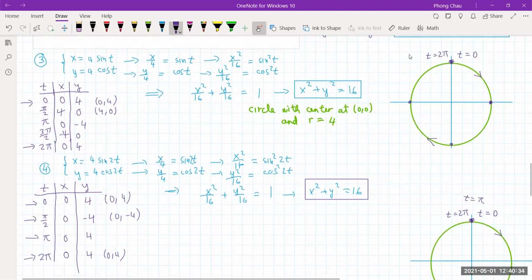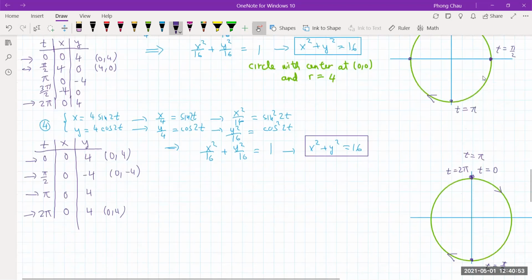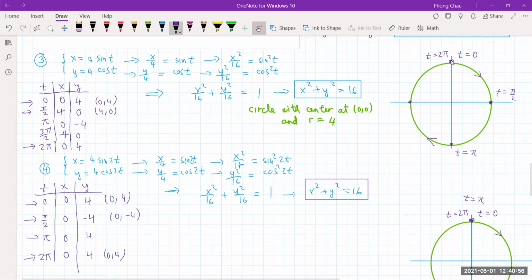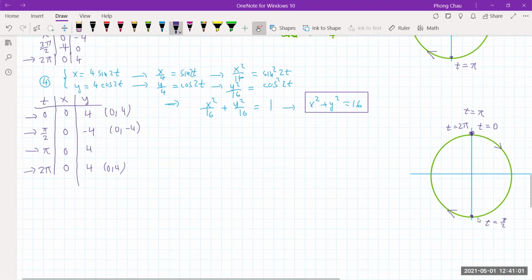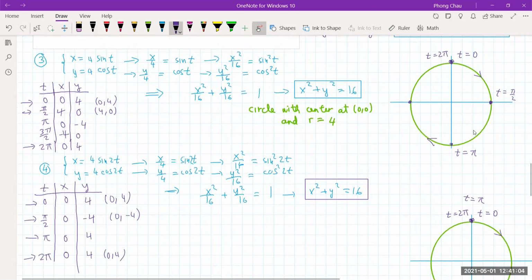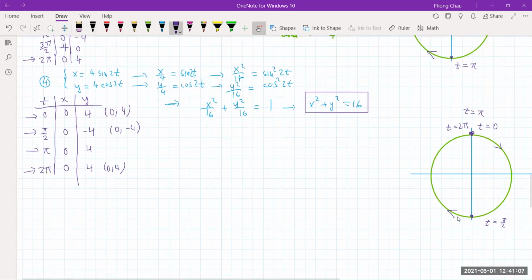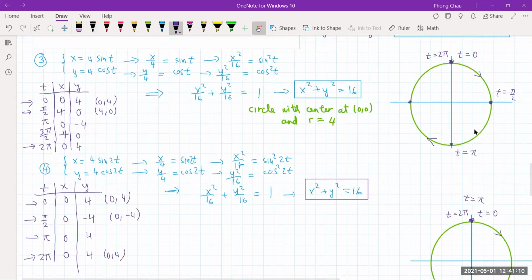Comparing to here, we start at t equals 0 at 0, 4. When t equals pi half, where are we? It's here. And when t equals pi, we are there. So again, at 0 we are here, at pi half we are here, and then at t equals pi, we are back at the original point. So you see that the motion now is different.